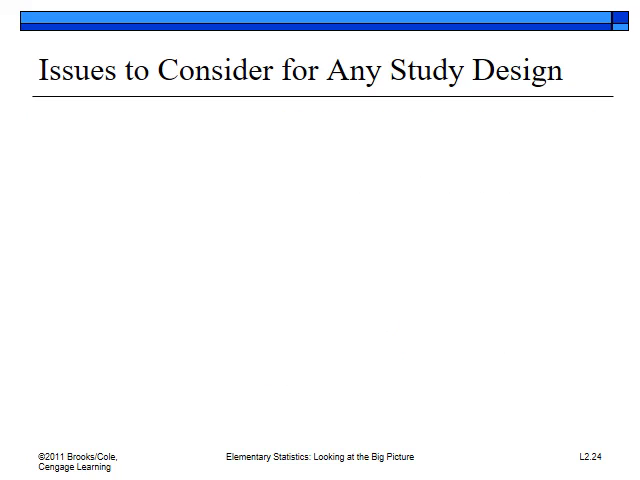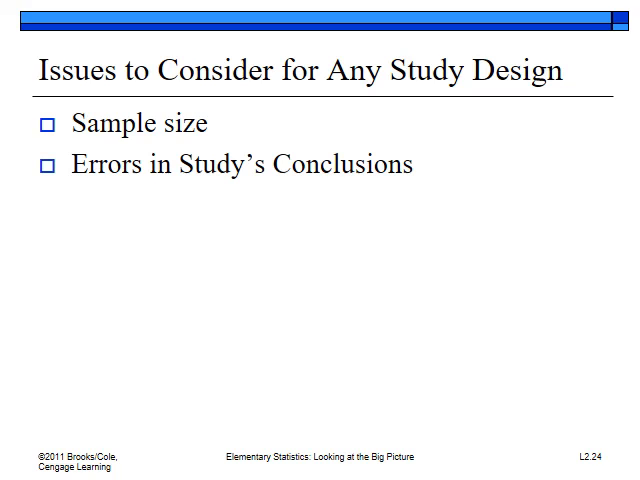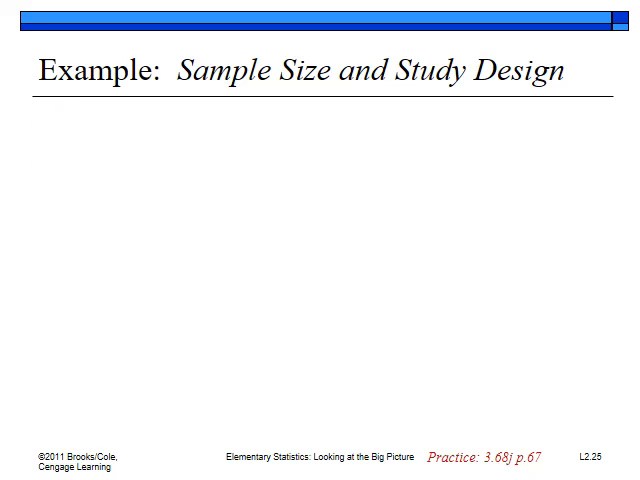Now, let's take a look at some broader issues. Any study has a couple of things that we need to consider. The first is the size of the sample under consideration. And the second is how to handle errors in the conclusions in the study. Let's start with the sample size. Let's talk a little bit about sample size.